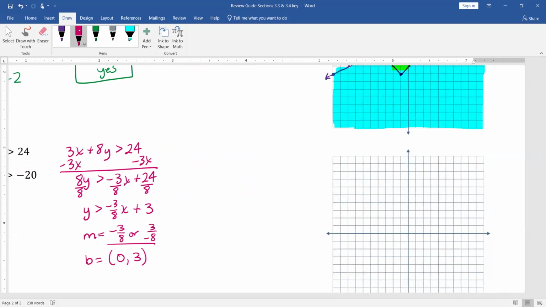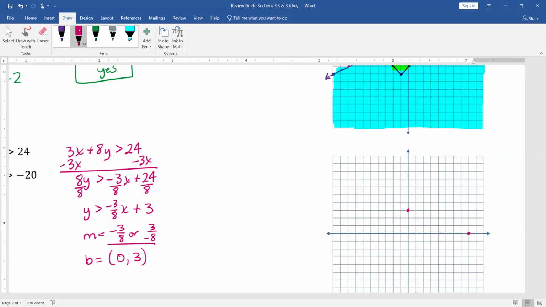Let's go ahead and go over here. Let's start at the origin to find our y-intercept. This one's going to go up 3. So there's my y-intercept. My slope tells me where to go from there. The negative 3 tells me I'm going to go down 3. And then I'm going to go right 8.